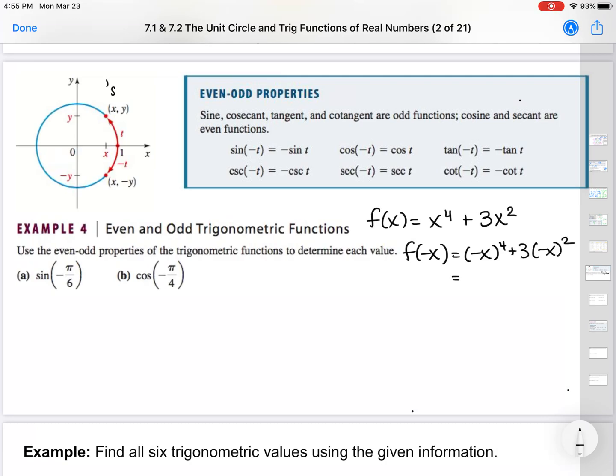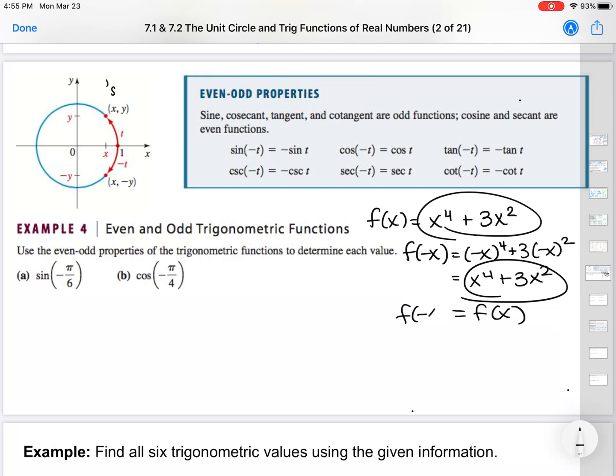When I raise to an even power, that negative just kind of disappears. Since this looks exactly like this, we get that f of negative x is equal to f of x. It's the exact same thing. That tells me I have an even function.